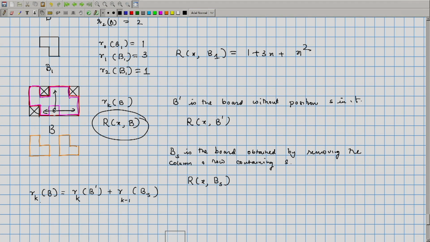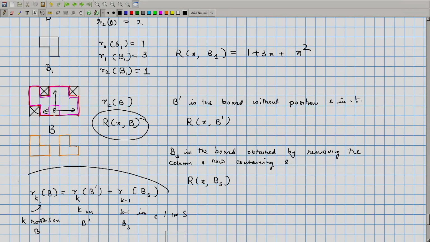Let us see why this recursive formula is true. The number of ways of placing k rooks on the board B is equal to the number of ways of placing k rooks on B prime, that is, after removing position S, you do not put anything on position S and place k rooks on the remaining positions, or you put one rook on position S and then put k minus 1 in the remaining board, so k minus 1 in BS and 1 in S. So, this recursive formula we have justified.